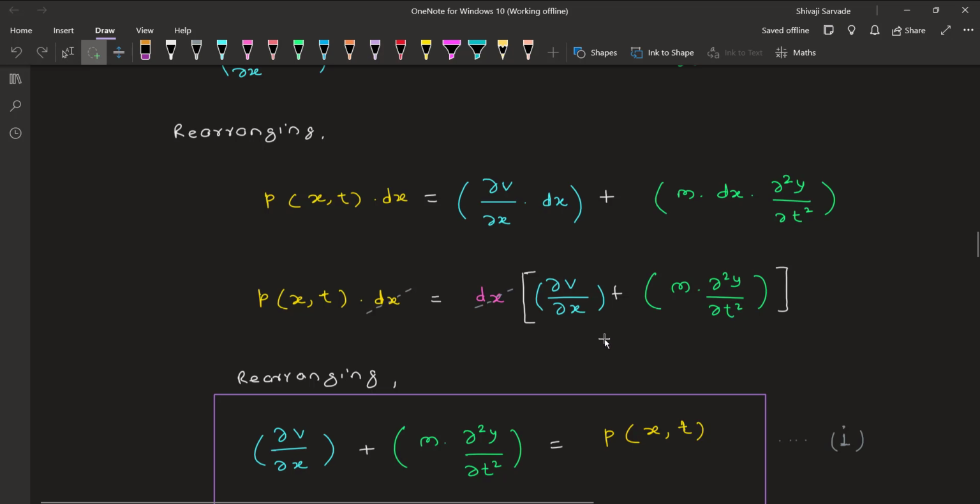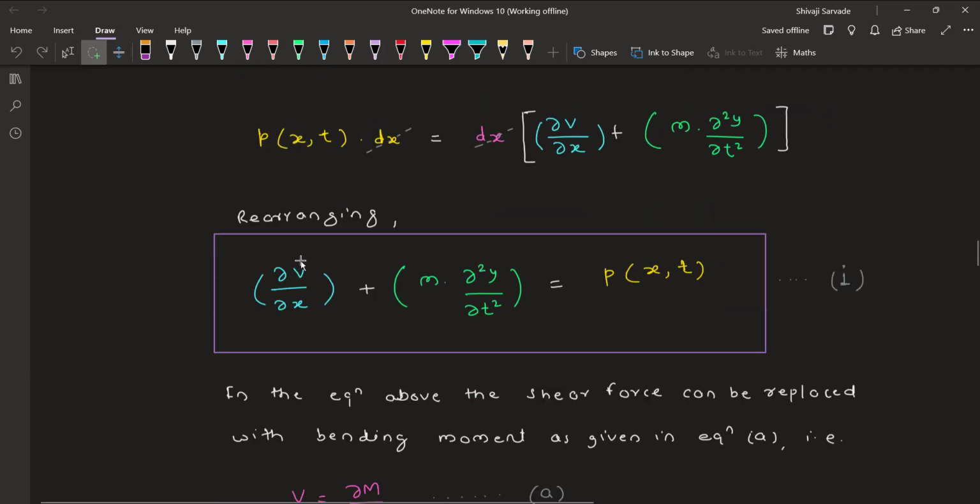Now let's rearrange this as we do in the single degree of freedom system. We keep all the reactive forces on the left hand side, and the external force P(x,t) on the right hand side, just to be consistent with what we are following in the single degree of freedom system.